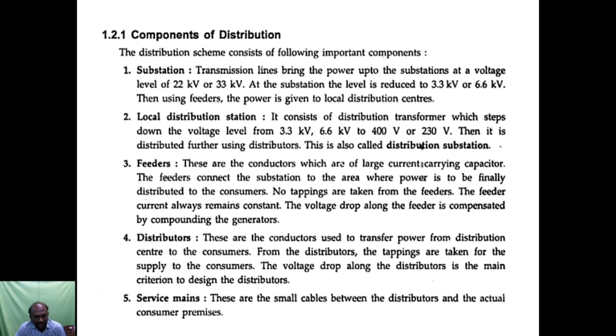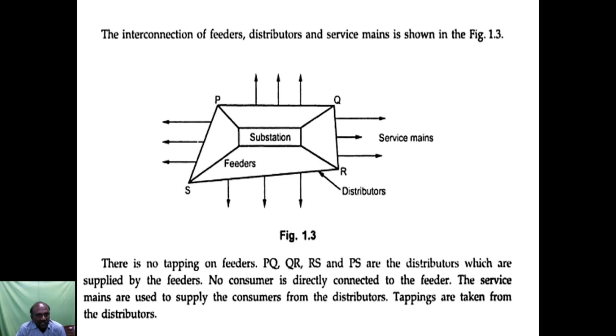Service mains. These are small cables between the distributors and the actual consumer premises. So the conductors coming to our home, which we regularly see, are called service mains. They include the energy meters, measuring whatever power we are consuming. So everything is in the service mains. Now the interconnection of feeders, distributors and service mains: the connection between substation, feeders, distributors and service mains clearly depicts the distribution of power from the substation to the loads.